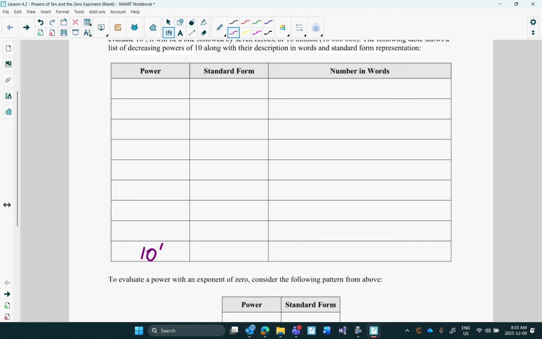What number is that if I evaluated 10 to the first? 10. And then, of course, that's the number in words. So this is the power form. This is the standard form, the way we normally write numbers. This is the words. 10 to the second would be 100.